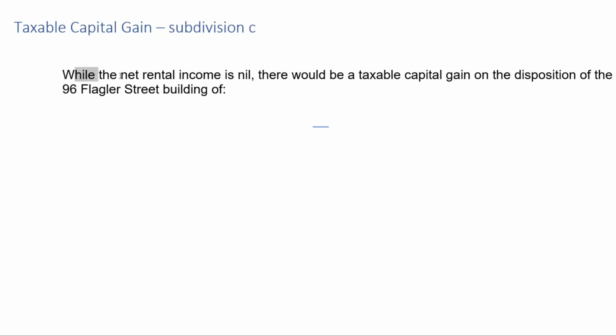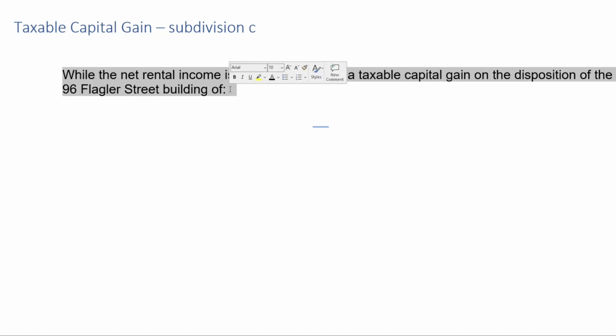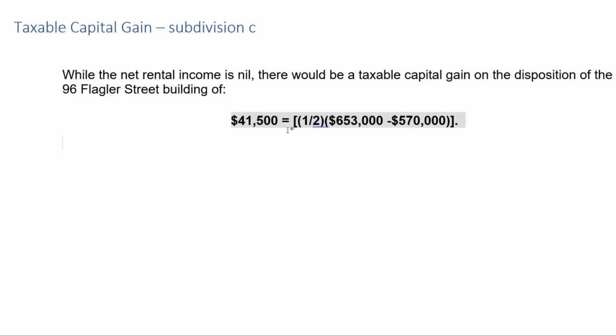And while the overall net rental income is going to be nil, there would be a taxable capital gain on the disposition of the 96 Flagler Street building. Let's take a look at the calculation. It would be $41,500. Remember, the proceeds of disposition were $653,000, and we were subtracting a capital cost. The original cost of the building was $570,000. That would be your capital gain. Multiply that by a half, and you would get the taxable capital gain of $41,500.